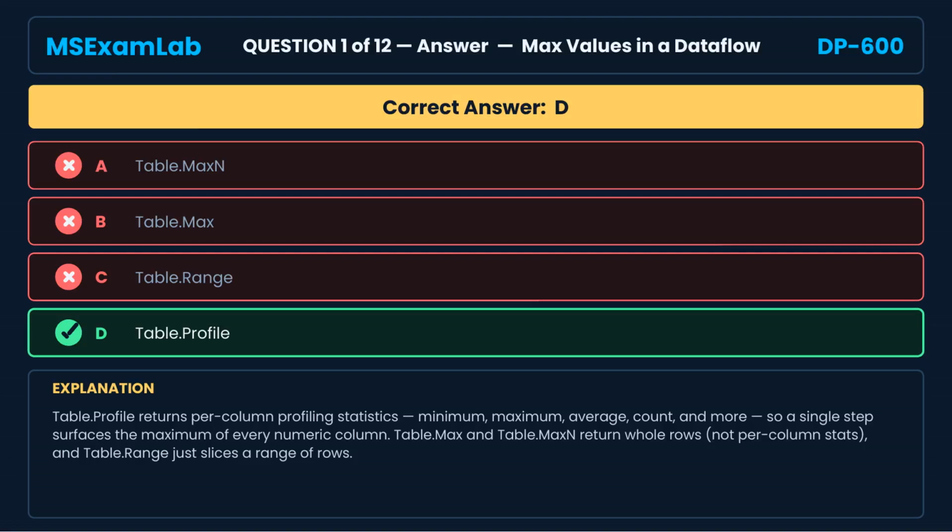The correct answer is D. Table.Profile returns per column profiling statistics, minimum, maximum, average, count, and more, so a single step surfaces the maximum of every numeric column. Table.Max and Table.MaxN return whole rows not per column stats, and Table.Range just slices a range of rows.